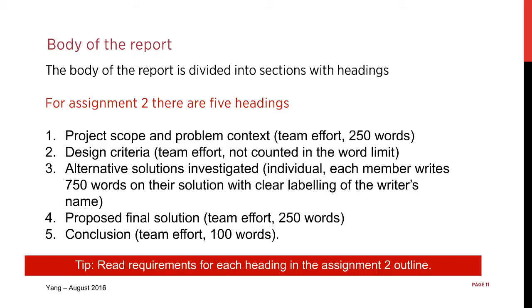Heading 3, Alternative Solutions Investigated. This is individual and each member writes 750 words on their solution, with a clear labeling of the writer's name. Heading 4, The Proposed Final Solution. Another team effort and 250 words. And finally, heading 5, The Conclusion. This is also a team effort and should be 100 words. As a tip, read the requirements for each heading in the Assignment 2 outline.